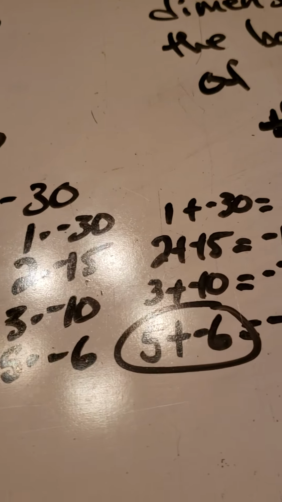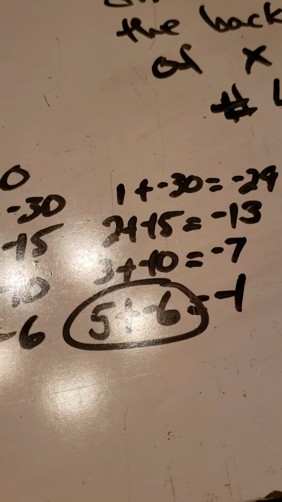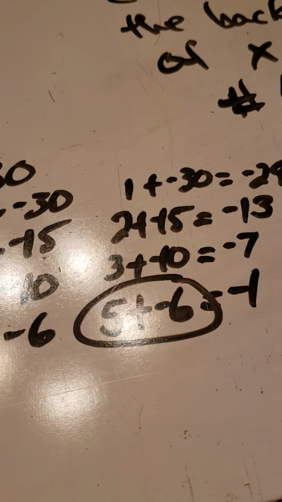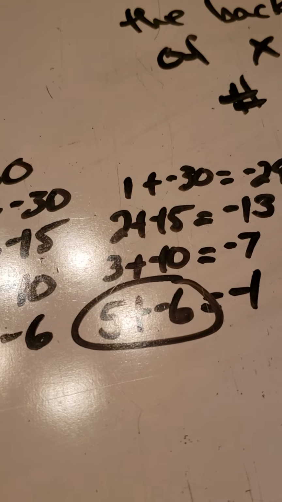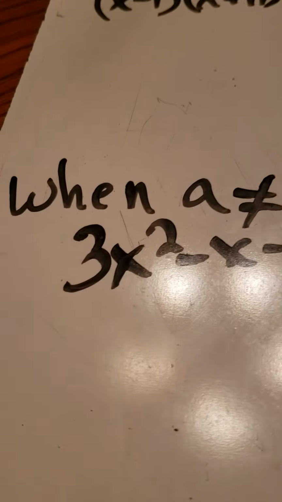And then I'm going to look at the addition and subtraction. So I have 1 plus negative 30, which is negative 29, 2 plus negative 15, which is negative 13, 3 plus negative 10, which is negative 7, and then 5 plus negative 6, which is negative 1. Our b value was negative 1.